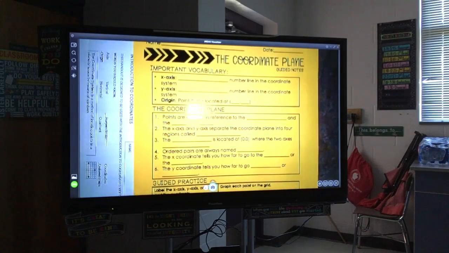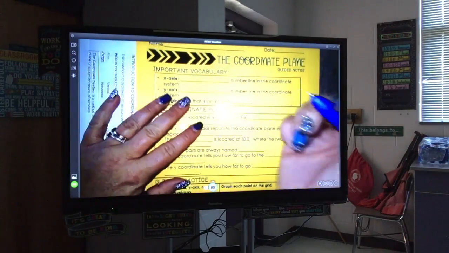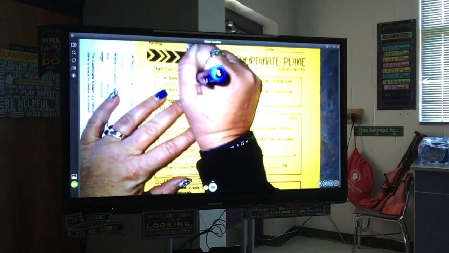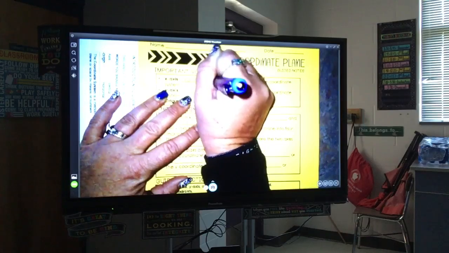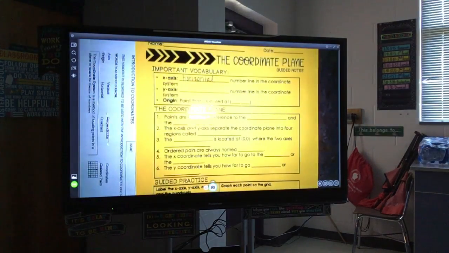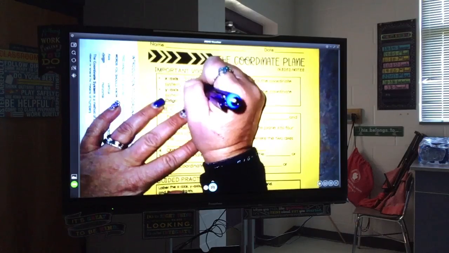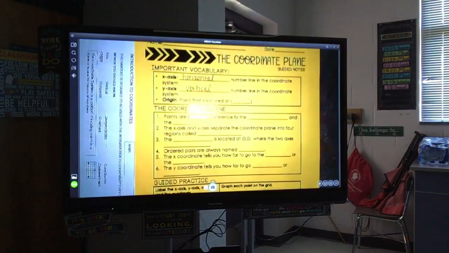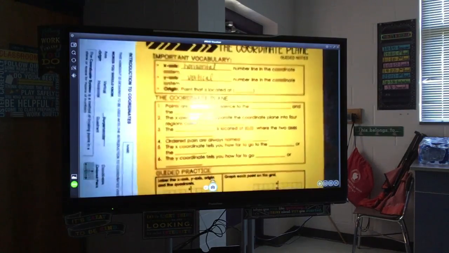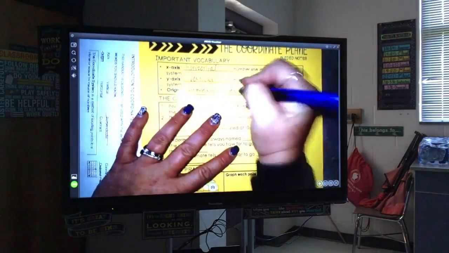Alright, so the x-axis, blank number line in the coordinate system. What word goes there? And if you're not sure, you can look back at your notes. Cooper. Horizontal. Okay. For the y-axis, blank number line in the coordinate system. Corbin. Vertical. All right, and then the origin is the point that is located at what? Cooper. Here.